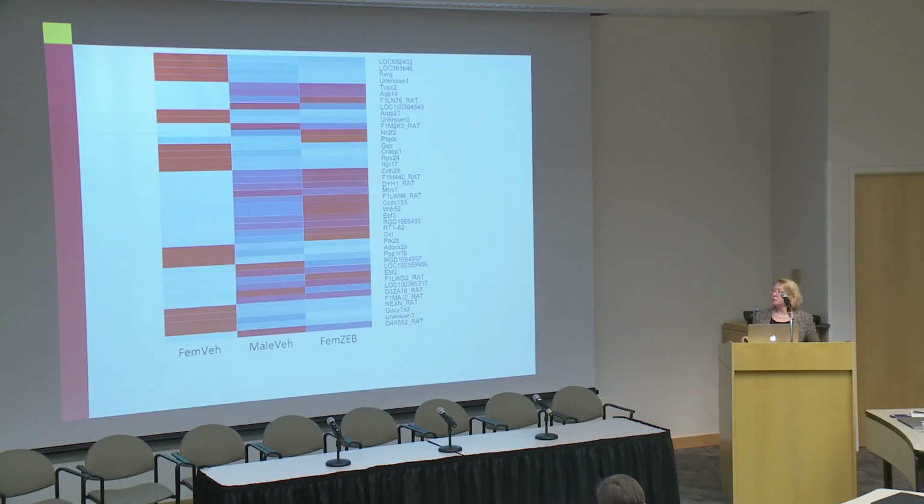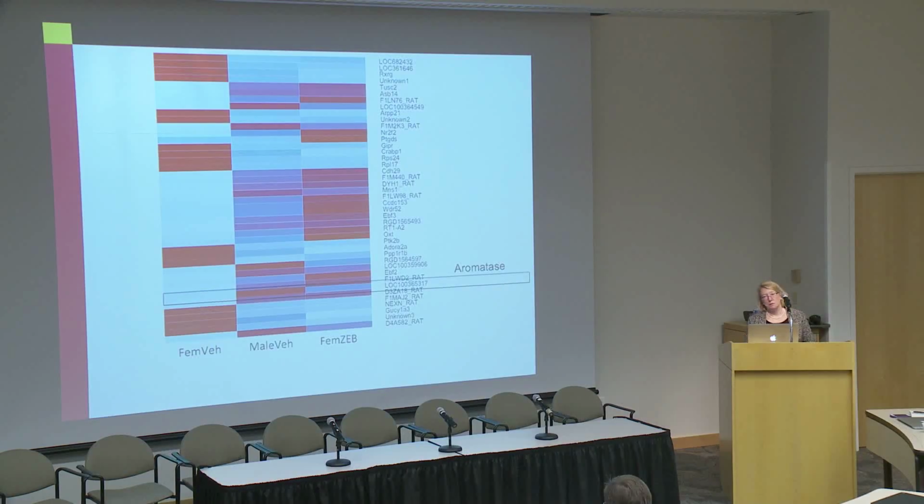Here's a heat map of those genes. This shows the female treated with vehicle, male with vehicle, and the female with Zebularen. Here are all the gene names along here. Many of them were sort of unknown. A lot of them were just other transcription factors. There was nothing really very exciting that stood out, with one exception, our old friend aromatase.